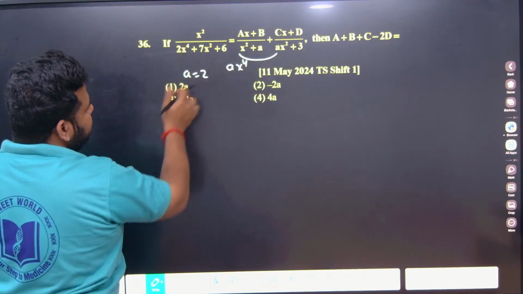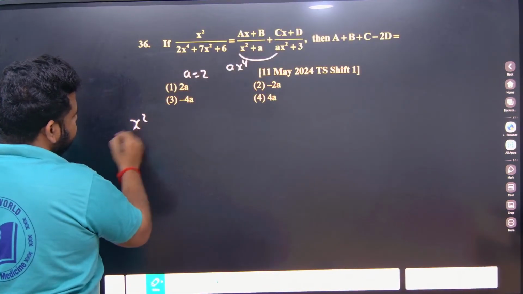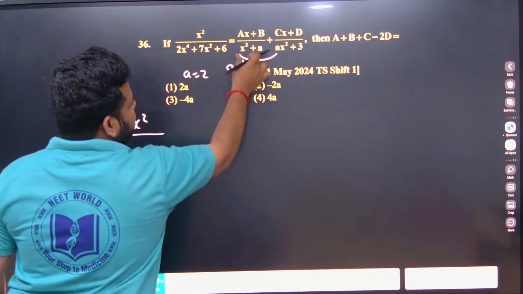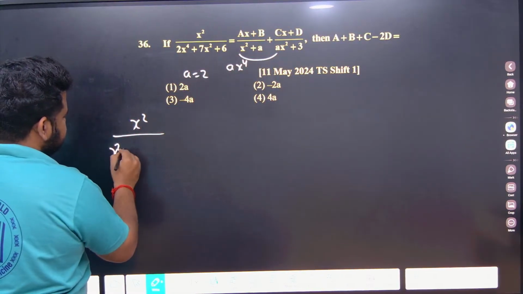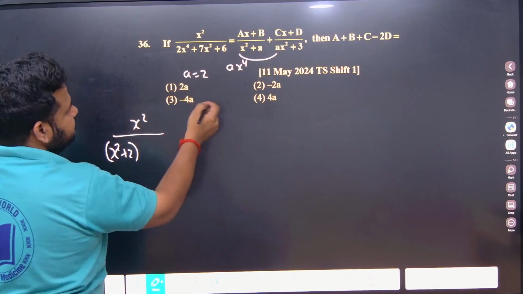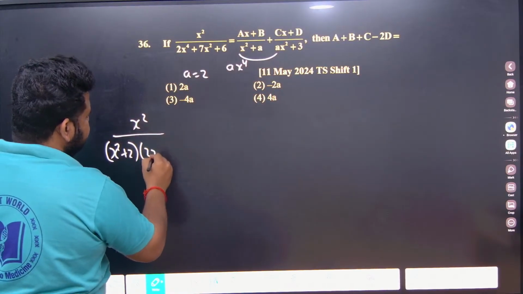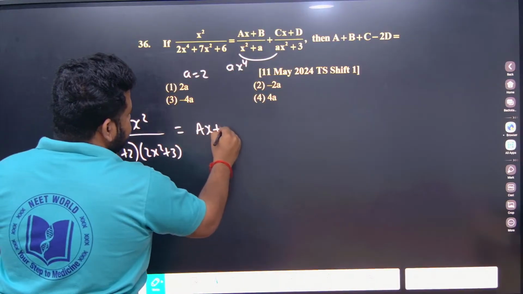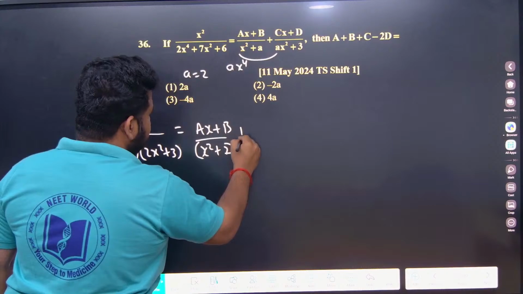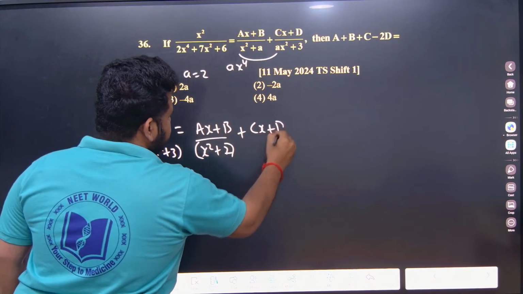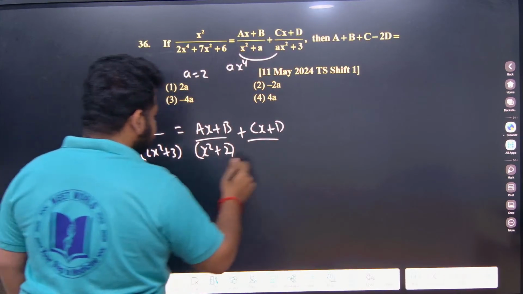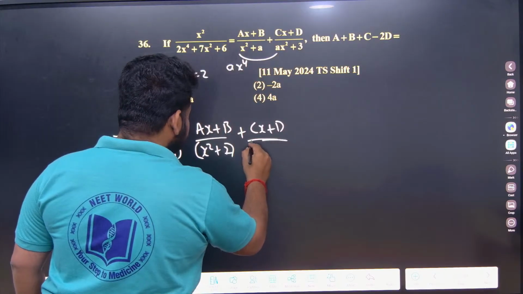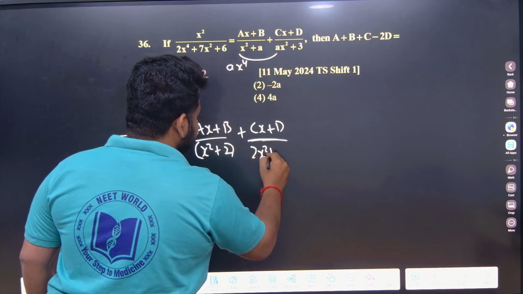So this one we can simplify further. I can write it in factorized form: x square by x square plus a. X square plus a is x square plus 2, and 2x square plus 3 is equal to (ax plus b) by (x square plus a) plus (cx plus d) divided by (ax square), that is, 2x square plus 3.